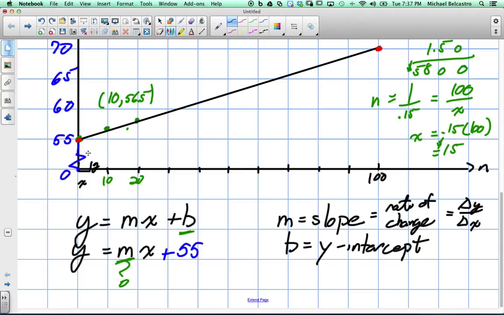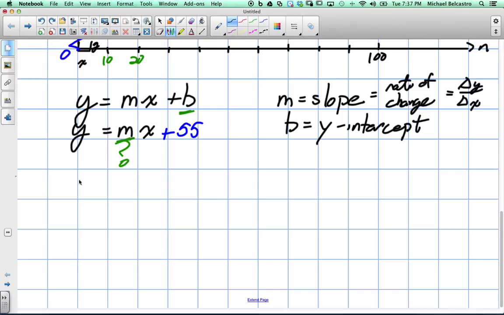So what was the slope? You just said it out loud. Oh, 0.15. Yeah, it is 0.15. So y is equal to 0.15x plus 55. And you had to have a bit of math knowledge to figure that out. So I'm going to add something to this. Okay, that's your equation. That's the correct equation.